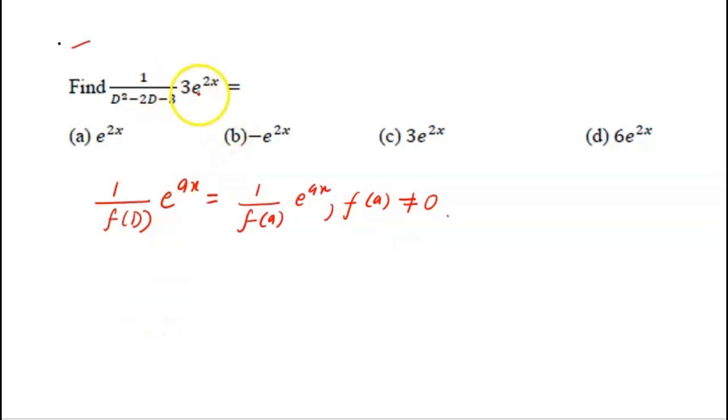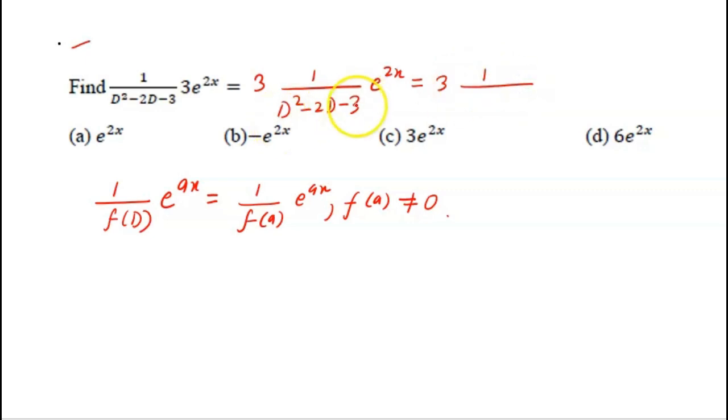Here 3 is a constant, so 3 will be out of the operator and I will operate 1 by D square minus 2D minus 3 on e to the power 2x. Now I have to replace D by 2. So I will get 2 square minus 2 into 2 minus 3, e to the power 2x. Now 2 square is 4, 2 into 2 is 4, so they cancel. 3 and 3 cancel, so we are getting minus e to the power 2x. So what is the answer? The answer is B. Easy question.